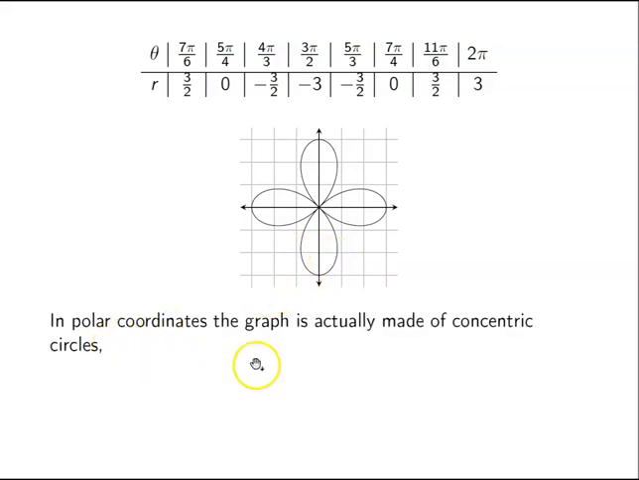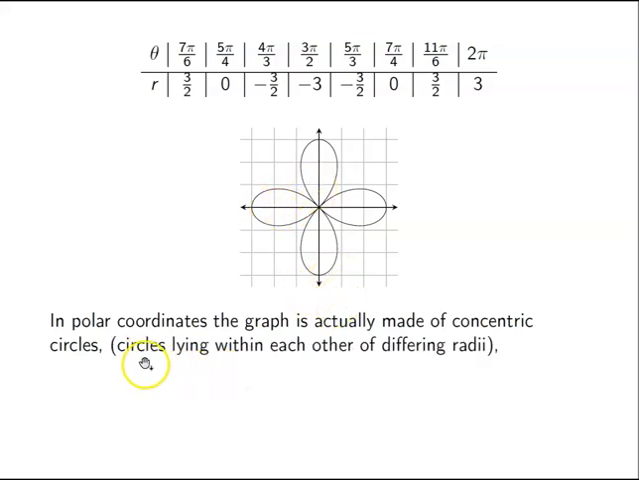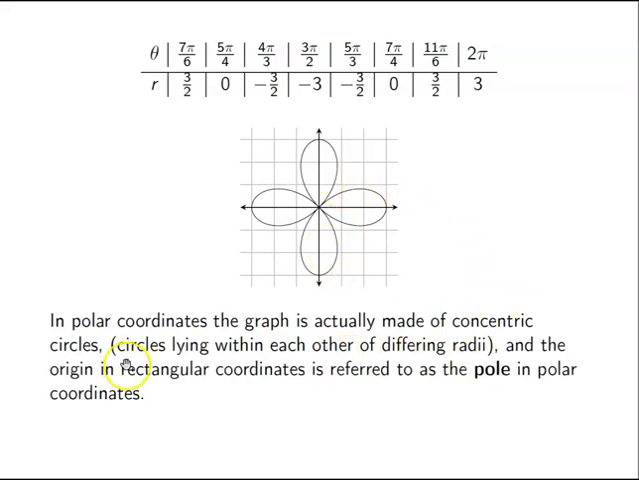So in polar coordinates, the graph is actually made of concentric circles, meaning that they're all circular, right? It's basically 4 circles that are moved and shifted in some way. Okay. So circles lying within each other of different radii. Okay. And the origin in rectangular coordinates, okay, is referred to as the pole in polar coordinates.